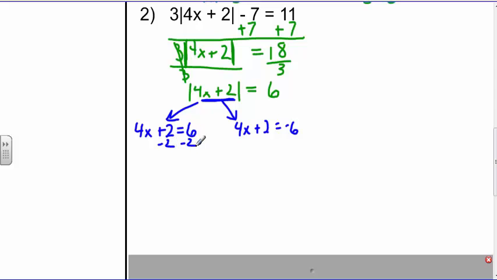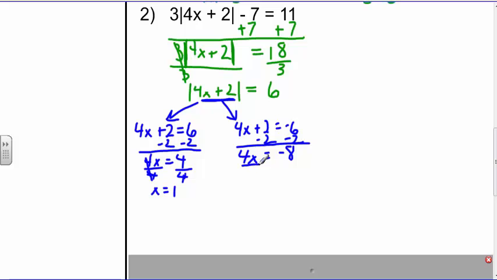So minus 2 on both sides, 4x equals 4. Divide both sides by 4. And you get x is equal to 1. On the right-hand side, you subtract 2 from both sides. You get 4x equals negative 8. Divide by 4 on both sides. X equals negative 2.